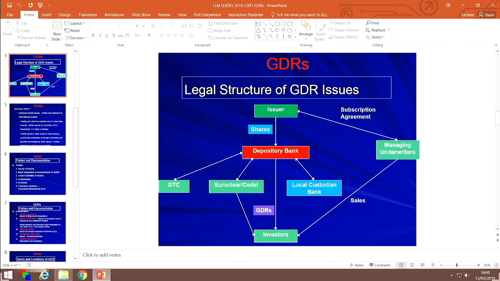If you think about the logic of the local custodian bank, it is to overcome restrictions on foreign ownership applicable to the issuer. So by definition, this custodian has to be in the same jurisdiction as the issuer.